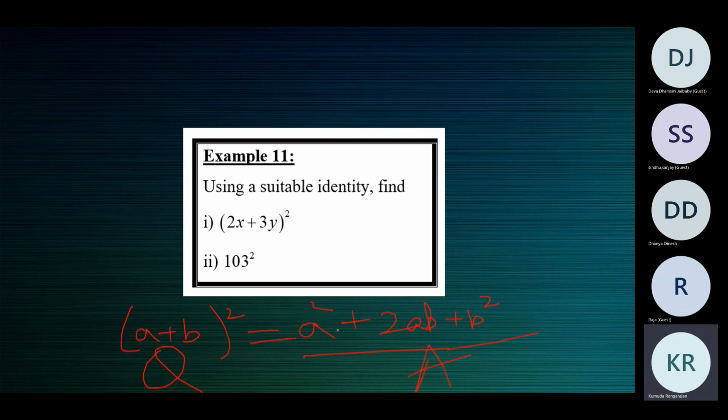So to work the answer, what is the value of a in the first one? 2x. What's the value of b? 3y. So in this format, a square plus 2ab plus b square, instead of a, you must write 2x, and instead of b, you must write 3y and work the answer, meaning you should simplify further. That's all. For the second one, in place of a, you must use 100, and in place of b, you must use 3. See, you can write 103 as 3 plus 100 also. You can write it as 100 plus 3 or 3 plus 100.